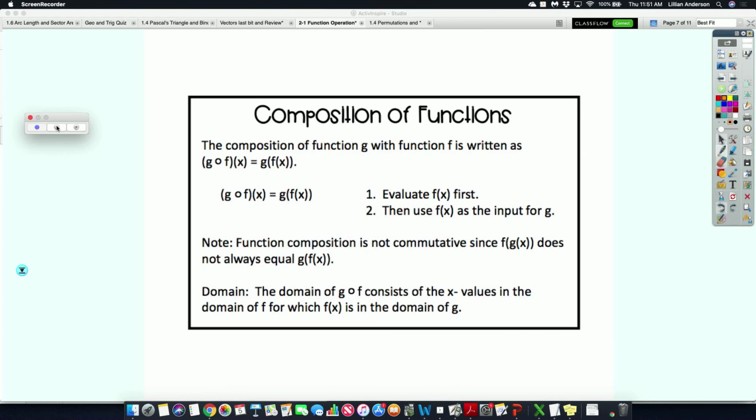Composition of functions. The composition of function g with function f is written either 2 ways. Okay? It's written with the open circle, not to be confused with the closed circle. What does the closed circle mean? This is not an accident. It is meant to be an open circle. This means composition. Or it can be written, what you see over here on the right.